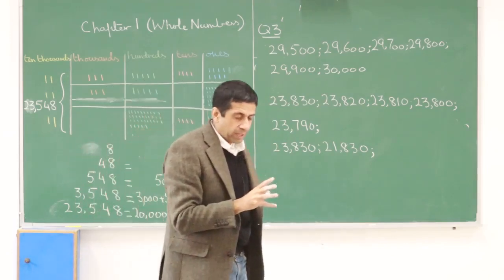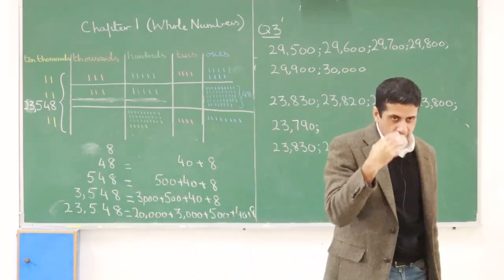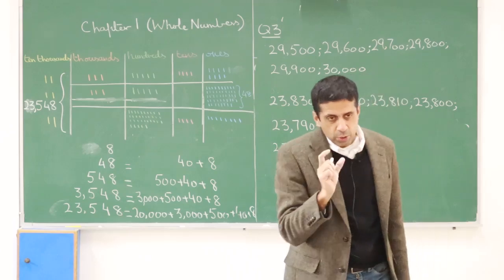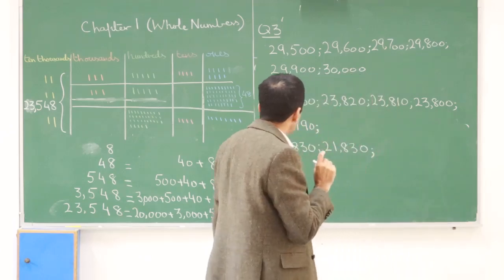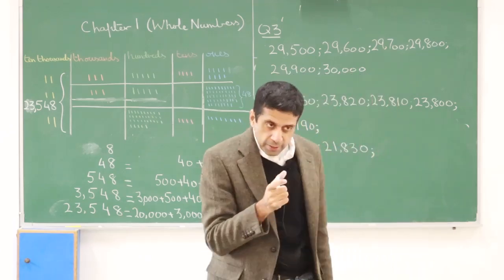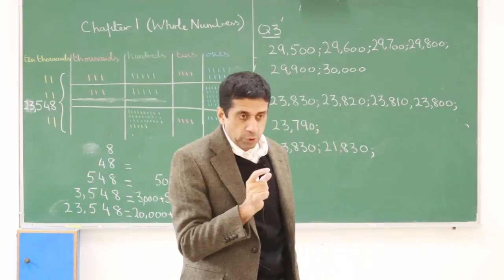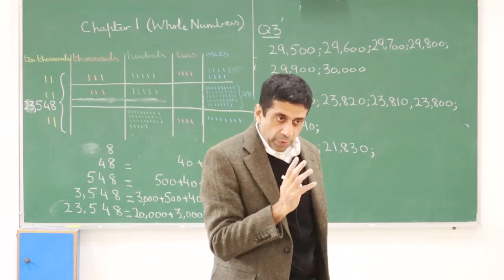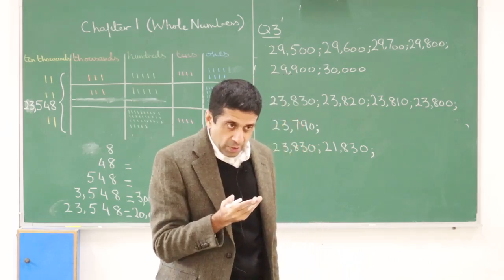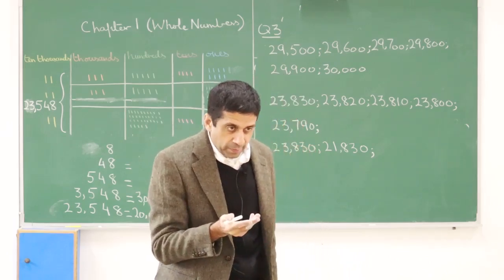So what are you thinking? Help me with the thinking. Speak out aloud. Looking at 23,000 and then you jump to 21,000. So what's the difference? 2,000. So you're subtracting 2,000 each time. So now from 21,000 you have to subtract 2,000, right? So how would you think about it?